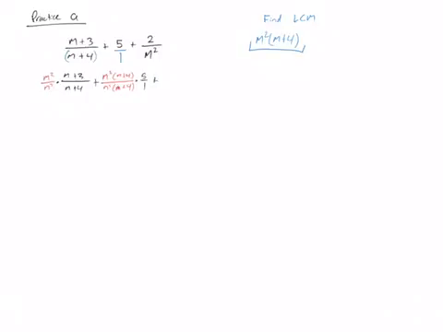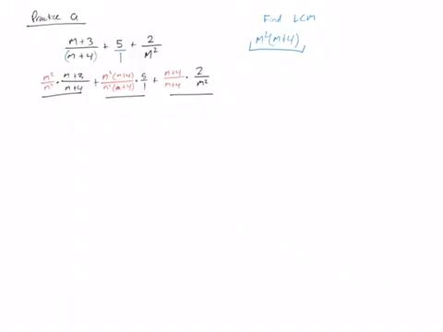Plus, for this last one, I already have the m squared, so that means I just need the m plus 4 over m plus 4, multiplied by 2 over m squared. As I simplify each term, I have 3 of them there. I should get something like this.